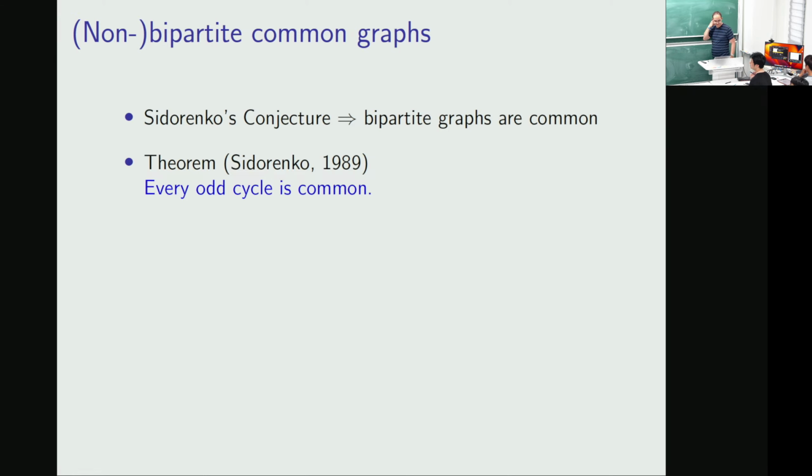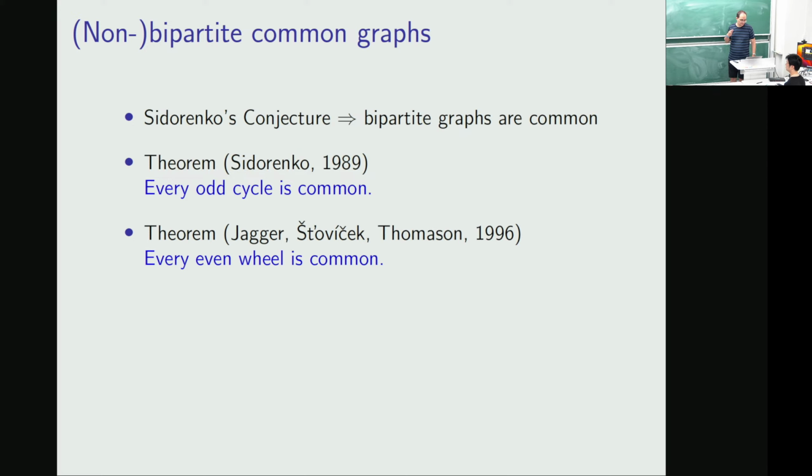Actually Sidorenko proved that every odd cycle is common, which is not a super hard result, but also not easy. Then Jagger and Thomason proved that every even wheel is common. An even wheel is an even cycle with an extra vertex adjacent to all vertices. And as you may see, these graphs are 3-chromatic.